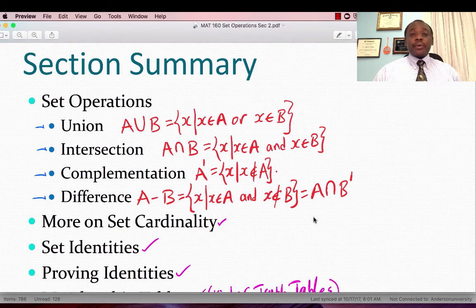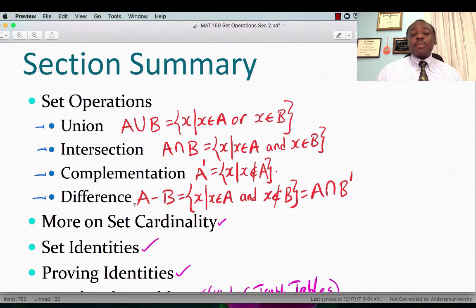Number 1, set operations. Union. A union B would be the set of all elements X such that, this line means such that, X is an element of A or X is an element of B. So A union B, the set of all X such that X is in A or X is in B. Then we would look at intersection, and A intersection B would be the set of all elements X such that X is in A and X is in B.